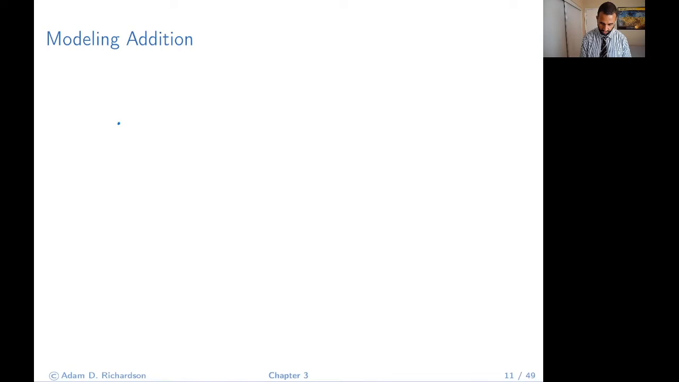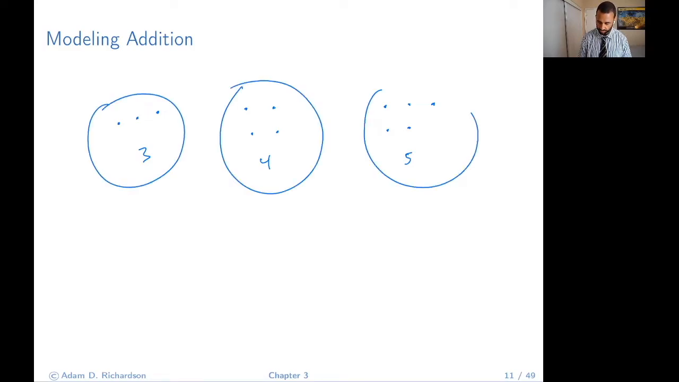So I'm going to model the quantity 3 with these 3 dots. I'm going to model the quantity 4 with those 4 dots. And I'm going to model the quantity 5 with those dots. I'm going to group them, and then I'm going to bring them together. And 3 plus 4 plus 5 is 7 plus 5. Is that right? 7 plus 5, which is 12. So down here, I'm just going to draw 12 dots.